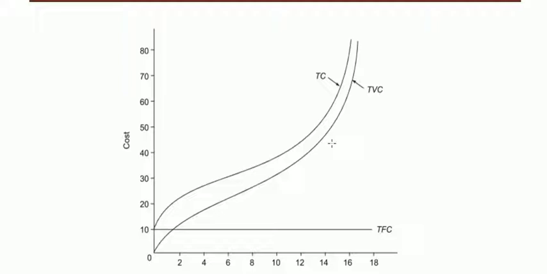So initially my cost is high because I'm producing low outputs and I'm using huge machinery which is costing higher. And then as and when I get more orders, I'll be producing more outputs. So per unit cost of production goes down. So per unit total cost also goes down. That's the reason my cost is increasing, but at a much lesser rate.